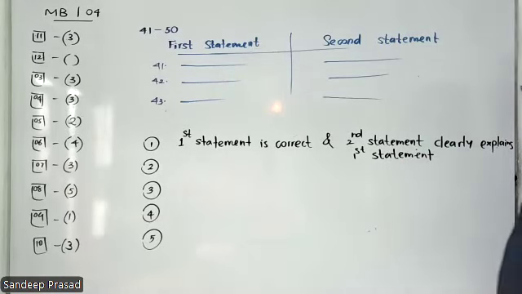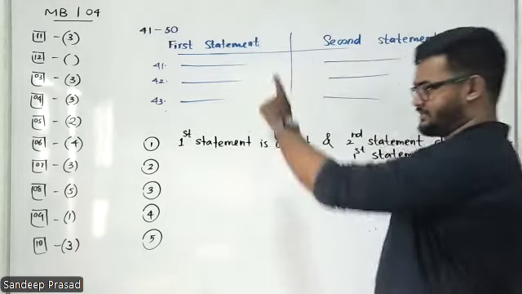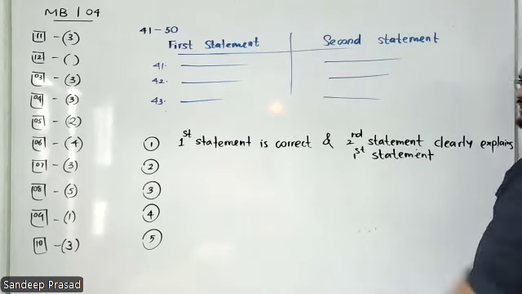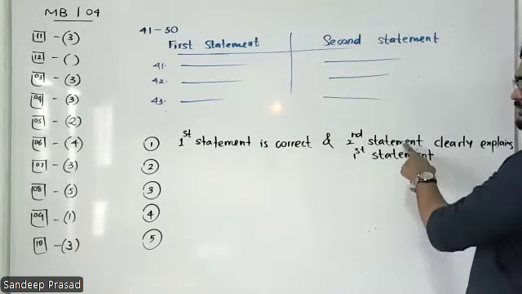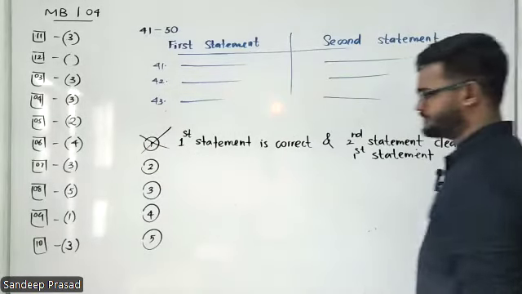Okay, that means the second statement should be the reason for the first statement. Now just imagine they have given something happen here, so the reason is given here, the second statement is explaining the first one. Then we have to choose answer number 1.